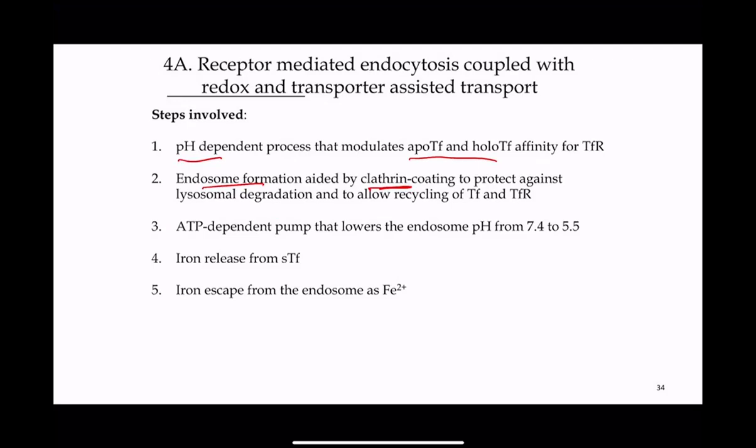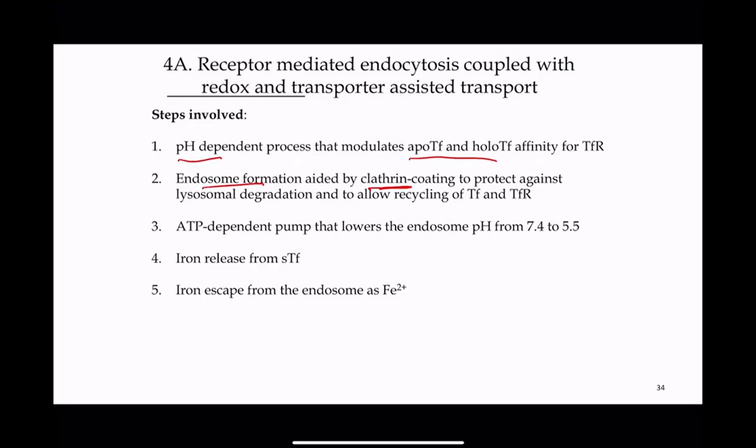So that means that the endosome, when it brings in the transferrin, is not going to get proteolyzed, proteolyzed being cleaved by proteins, because the cells want to recycle the transferrin to produce more cycles of iron being brought in and then the receptor being brought back to the membrane.